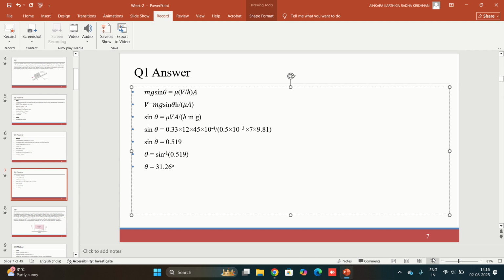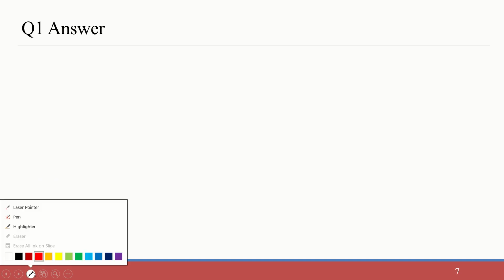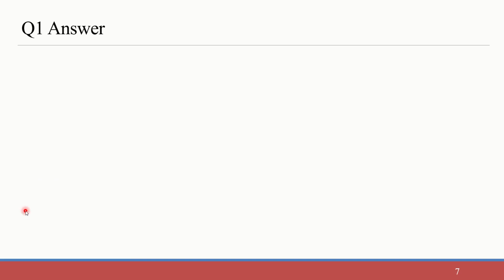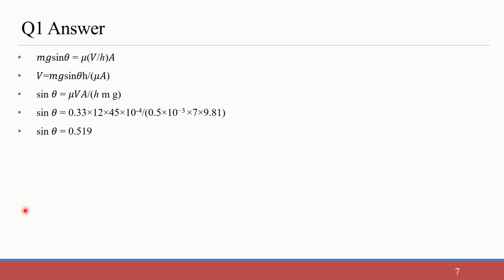If you have a scientific calculator, you can just substitute it there and you will get it in degrees. So again, in the question it was asked to report the answer in degrees. So we are reporting the answer in degrees, 31.26 degrees. Whenever you are using a scientific calculator, make sure the angle unit is in degrees and not radians. If it is in radians, again you need to be converting it. It won't be any other issue.